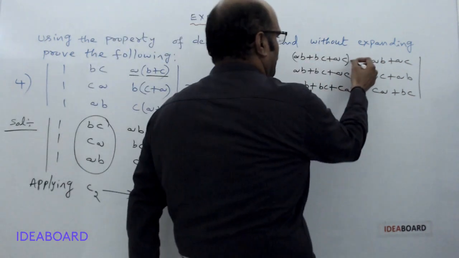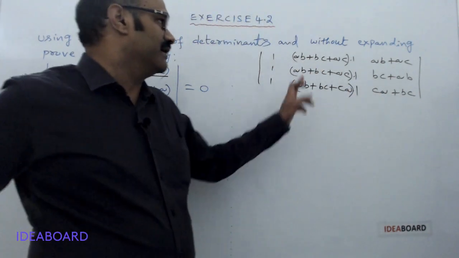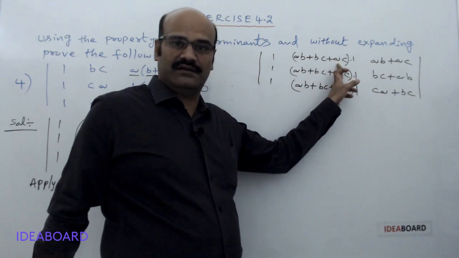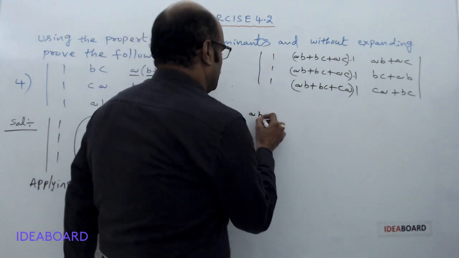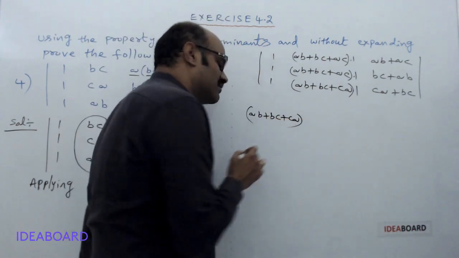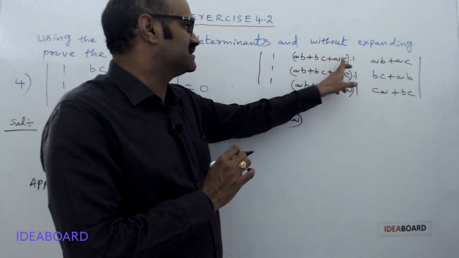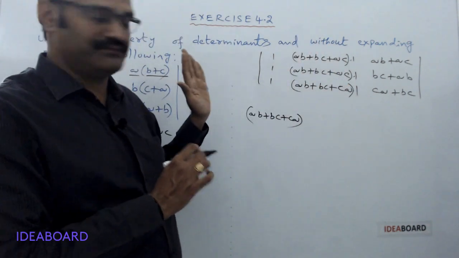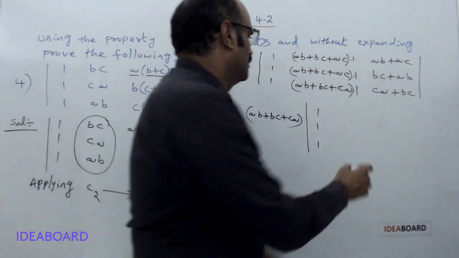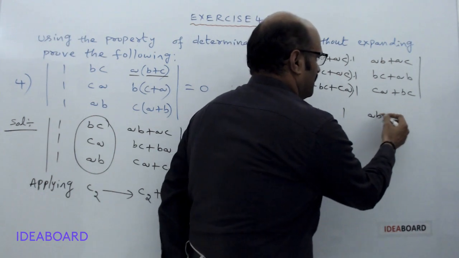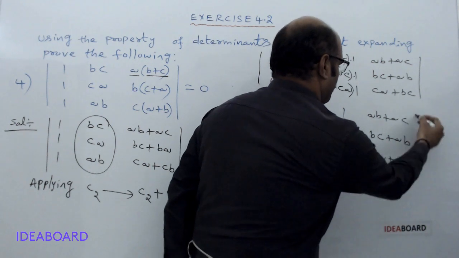So you have to take it out, into 1. Taking AB plus BC plus CA outside of the determinant, this is the common factor in C2. Then we get AB plus BC plus CA into the determinant of 1, 1, 1; 1, 1, 1; AB plus AC, BC plus AB, CA plus BC.